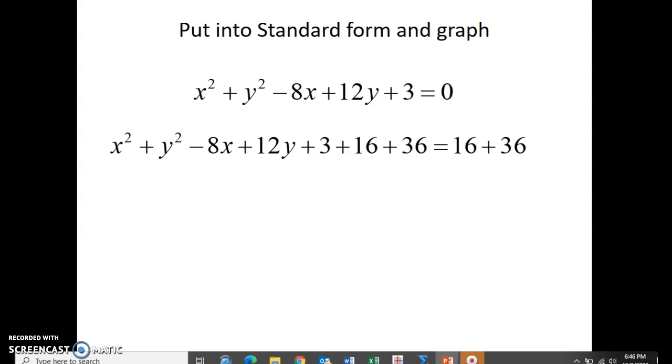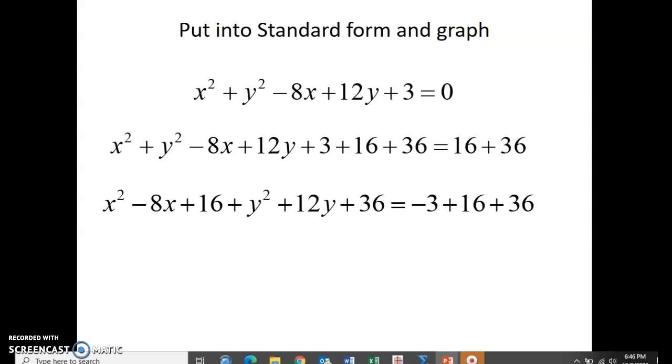Okay, we can then reorganize our numbers and values. The x squared, the negative 8x, and the 16 will be next to each other. And the y squared plus 12y plus 36 will be next to each other. And the 3 that's on the left-hand side of the equal sign will get subtracted from the right-hand side of the equal sign. It will look like this. So hopefully that's what you have.